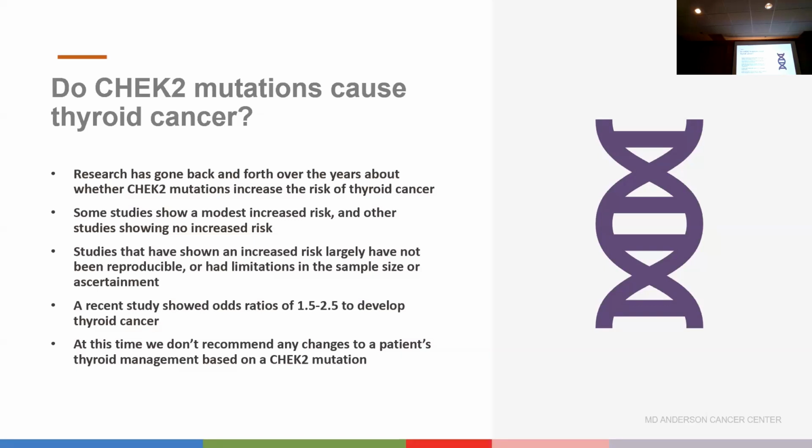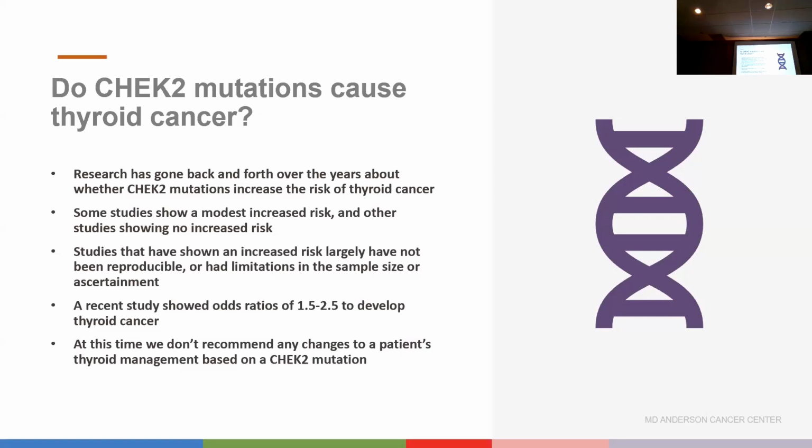Some studies have shown that there's a slight increased risk. Some studies have shown that there really is no increased risk. And so a recent study of a lot of individuals with a CHEK2 genetic difference have shown that maybe they have about a 1.5 times to 2.5 times chance of the general population of developing thyroid cancer. Even though that was what we call a statistically significant finding, the question becomes, is that clinically significant to say that a person has twice the risk of developing thyroid cancer as an average person?